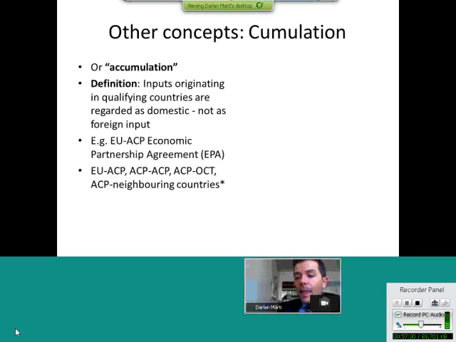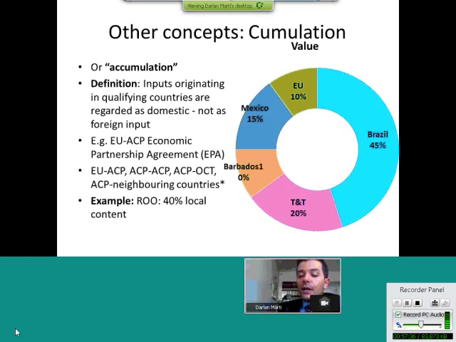So an example here I've drawn from the Economic Partnership Agreement with the European Union. It is one in which the rule of origin is 40%. So in order to export under preferences to the European Union, you have to demonstrate that 40% of the good was added in Trinidad and Tobago.